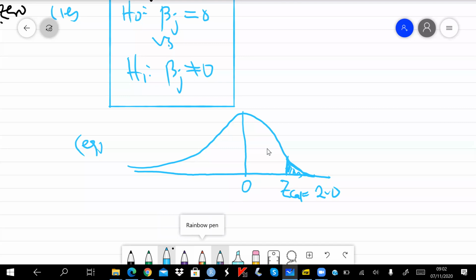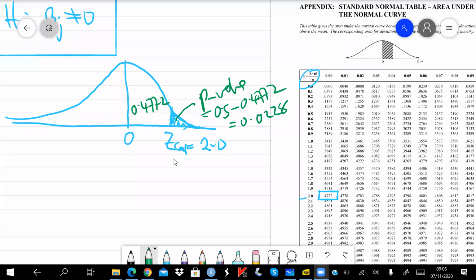You'll need to use your tables. You'll go to your tables, and then you'll find the remaining area there. So let's quickly do that. All right, so when you use the normal tables, you'll observe that the area from 0 to a Z value of 2.0 is 0.4772. And the p-value is the area above that. So the p-value is 0.5 minus that, which is this.